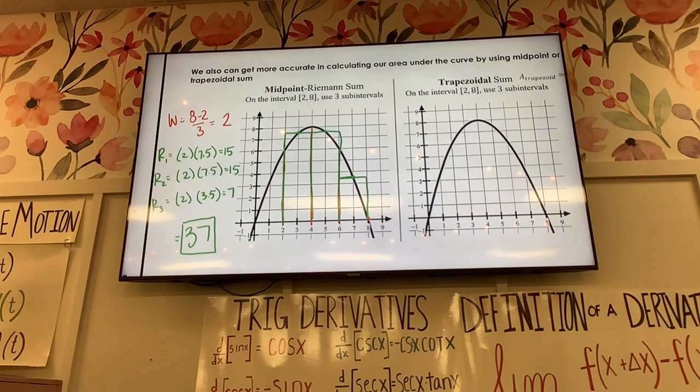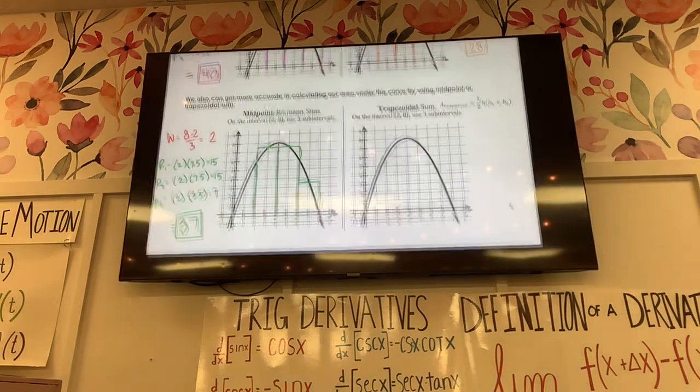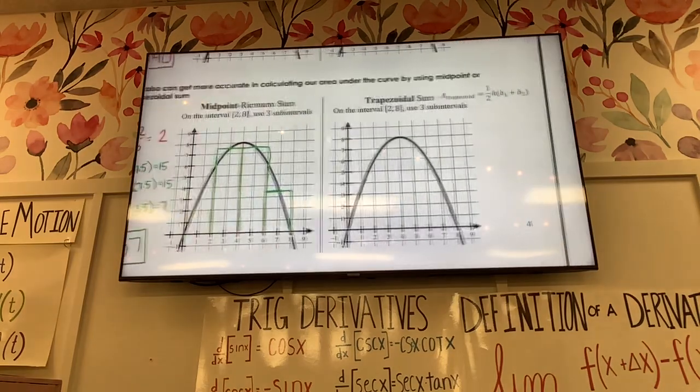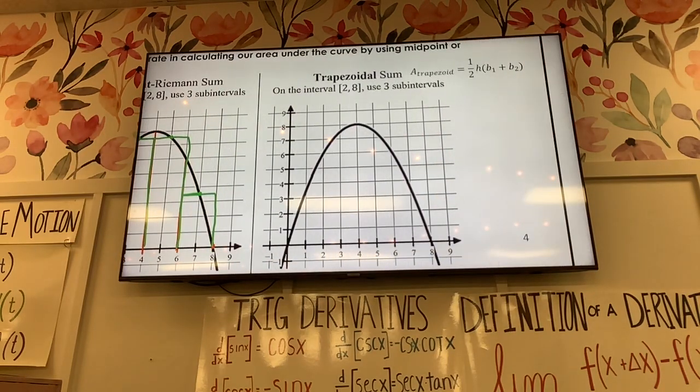Which is a closer approximation to the area under the curve. You have a little bit of a mixture of what's on top and what's underneath. Now the closest approximation that you can have is a trapezoid. In this case, you're still going to do 8 minus 2 divided by 3. But with a trapezoid, that's not going to give you the base. That's going to give you the height of your trapezoid.